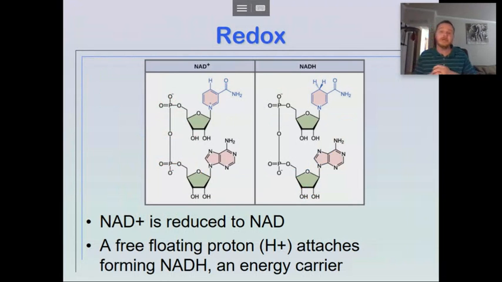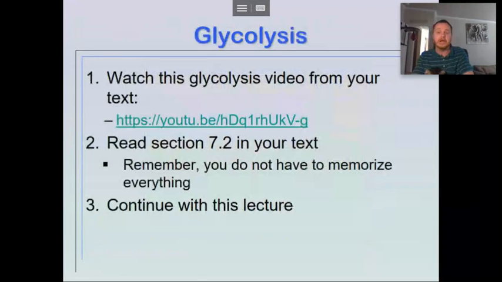So another energy-carrying molecule, NAD and NADH. An NAD ion, and the name escapes me here, I apologize, is reduced because it's a positive ion. We add an electron, it now becomes neutral, and now we can attach to it a free-floating proton or just a hydrogen ion, and we get NADH, which carries lots of energy. So it's another way we will move energy around from one molecule to another. And that's not a bad place to stop there.